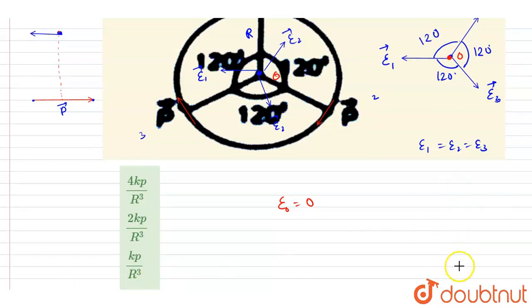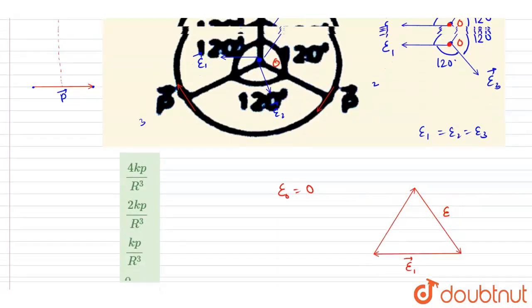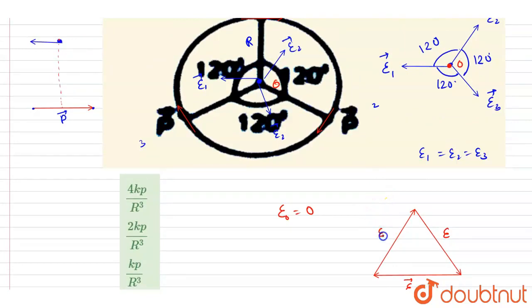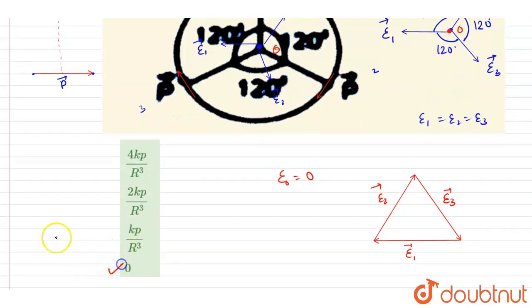If you draw it like this, this is E1, this is E2 and this is E3. So see, this is forming a closed loop. This is E2 and this is E3, and it is forming a closed loop, and from symmetry also you can see it will be 0. So D is the correct answer.